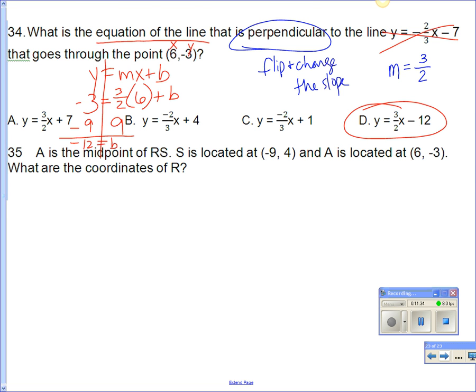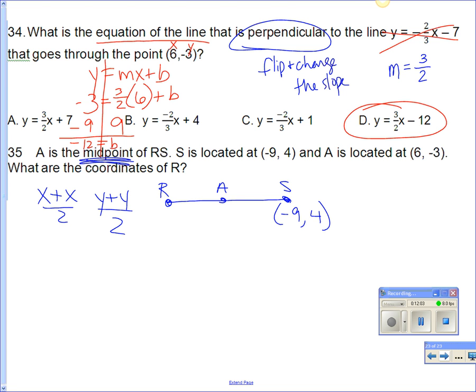All right, last one. A is the midpoint of RS. S is located at negative 9, 4, and A is located at 6, negative 3. What are the coordinates of R? So midpoint means x plus x divided by 2 and y plus y divided by 2. It also means to draw a line. So A is the midpoint of RS. That's what this first sentence tells me. S is located at negative 9, 4. A is located at 6, negative 3. And they want to know what R is.